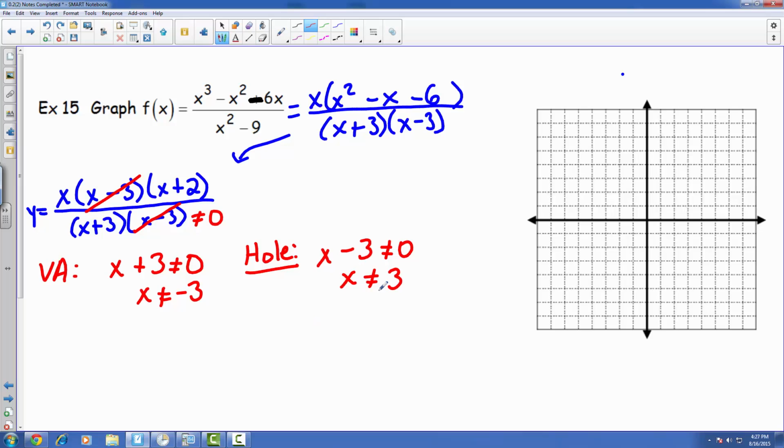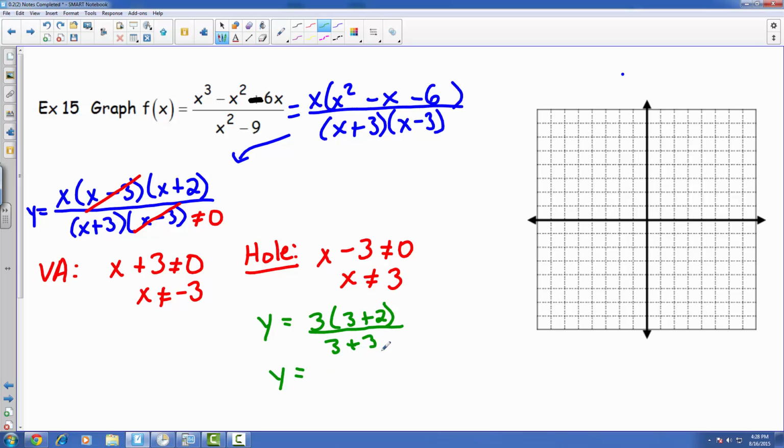Well, that's all great and wonderful, but we only have the x value, and for a hole, we actually also need the y. Now, what we end up doing is we take our value 3, that x value, and plug it into our simplified version, anywhere that there's that x. So to do that, we have y is equal to 3 times 3 plus 2 all over 3 plus 3. And now this is going to give us our corresponding y value.